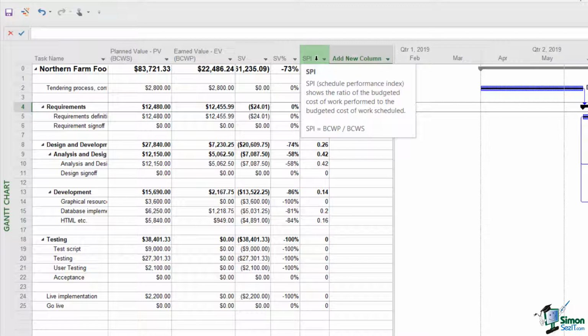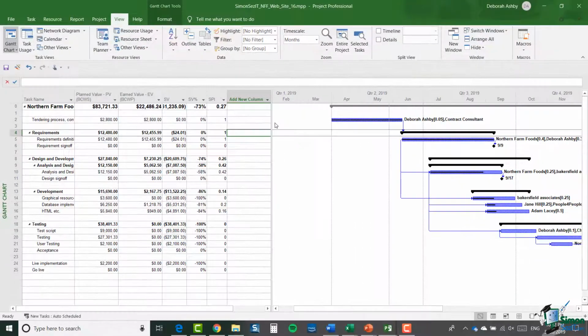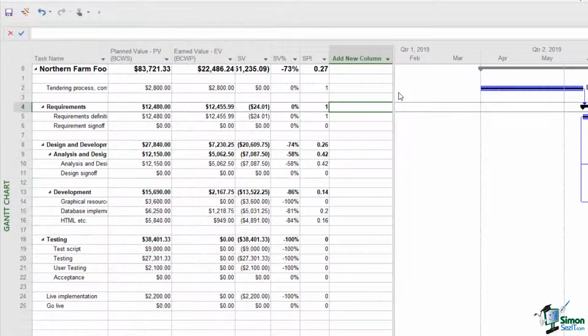Again, the same rule applies as with CPI. You're looking for values of 1 for tasks that have started or indeed have completed. So there are all of the key indicators.